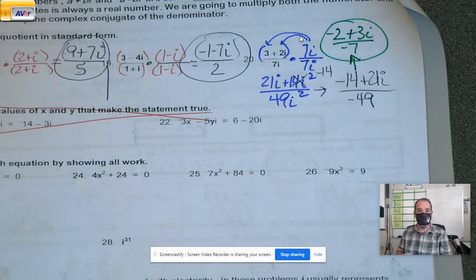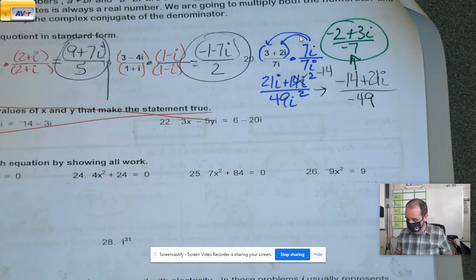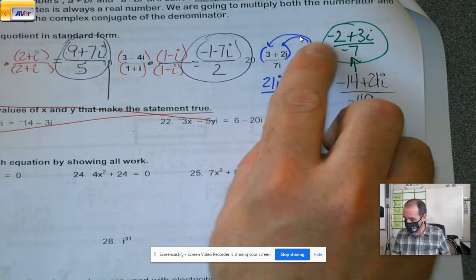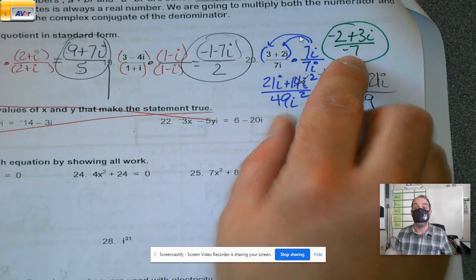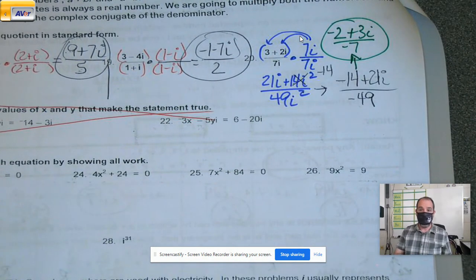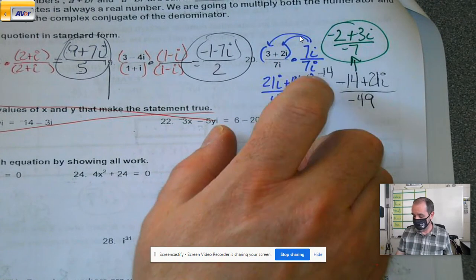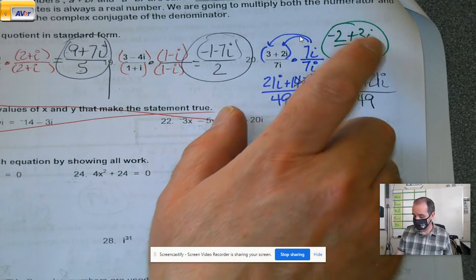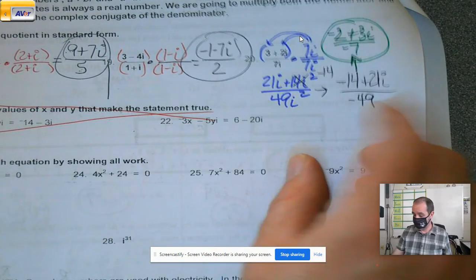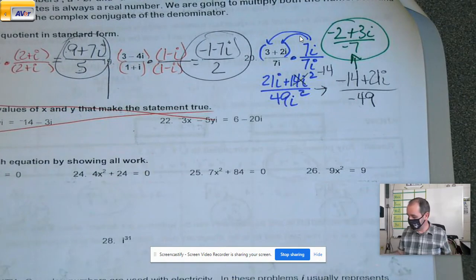I get my answer. Now, if some of you did the -7i, you're going to end up with 2 minus 3i over 7. Same answer. If all of your signs are exactly the opposite, it's the same thing. That sounds weird, but it's true. Because negative divided by negative is positive, or positive divided by negative is negative. It doesn't matter if that's negative or this is negative. I get to the same place.